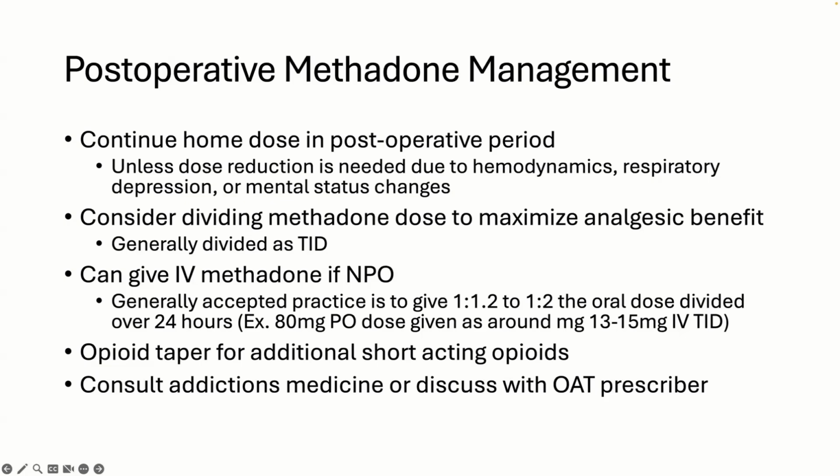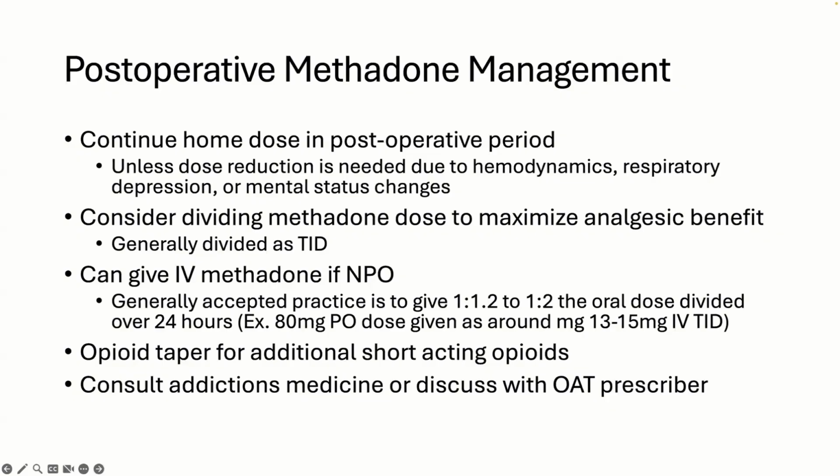To improve analgesic benefit in the acute postoperative setting, it can be helpful to divide the daily methadone dose rather than giving it once daily. This is commonly done by splitting the dose into 3 times daily, which takes advantage of methadone's shorter analgesic duration, which is 6 to 8 hours, compared to its long half-life. So consider dividing the dose and giving it TID whenever we encounter these patients in hospital.